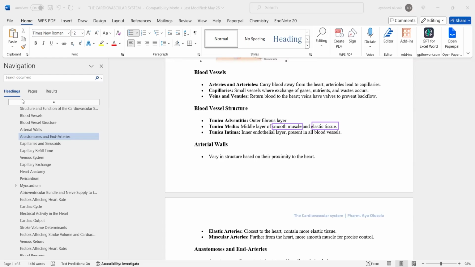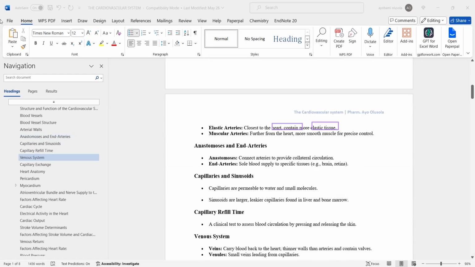Anybody who can? The reason why the arteries close to the heart have more elastic tissue is because when the heart pumps with force, the artery must expand. It must expand. So that's why it has more elastic tissue. The arteries close to the heart must expand to accommodate the blood that the heart is pumping. So that's why the arteries close to the heart have more elastic tissue than the arteries farther away from the heart. Okay.